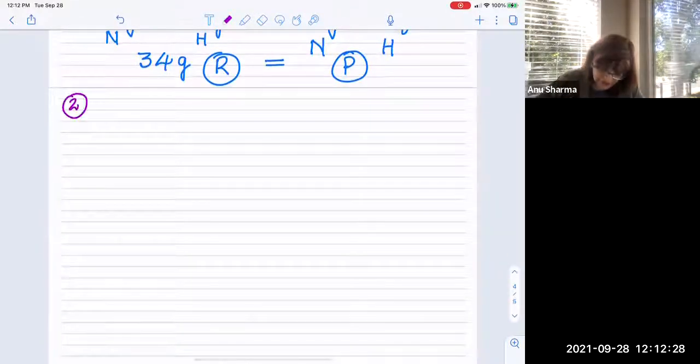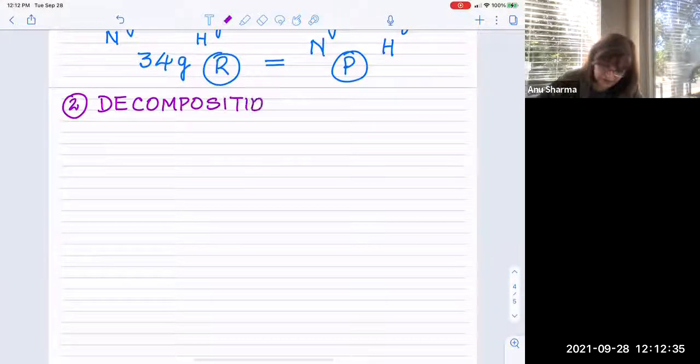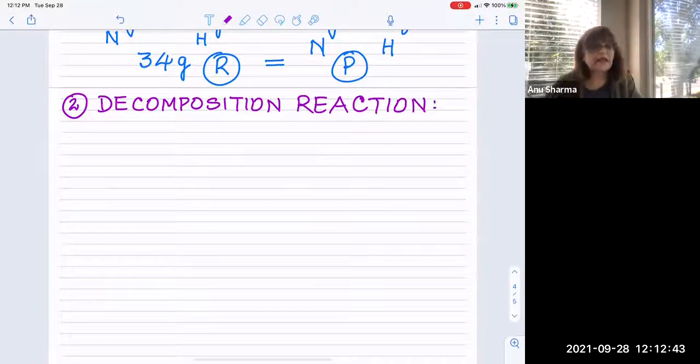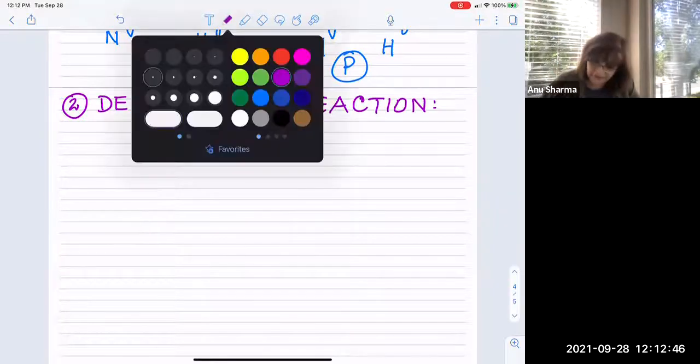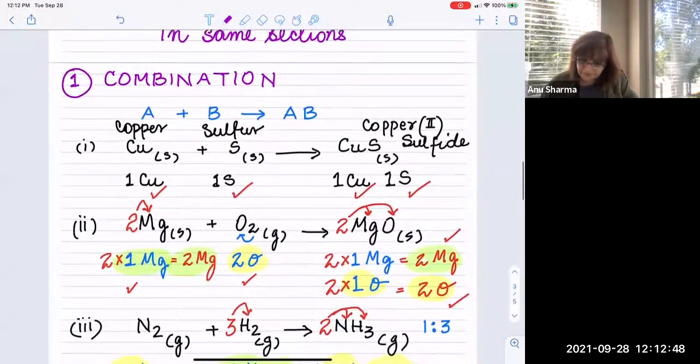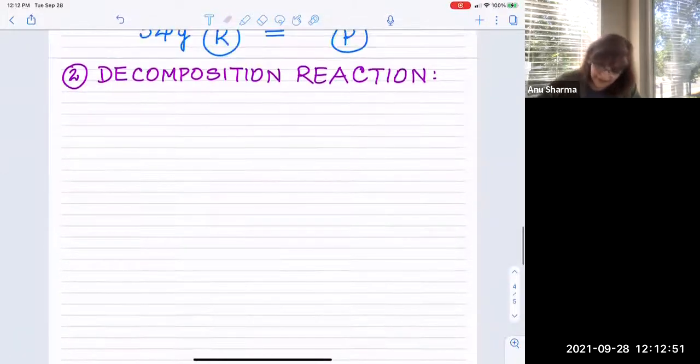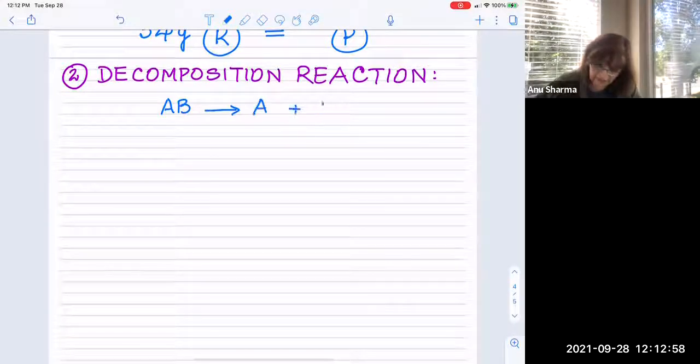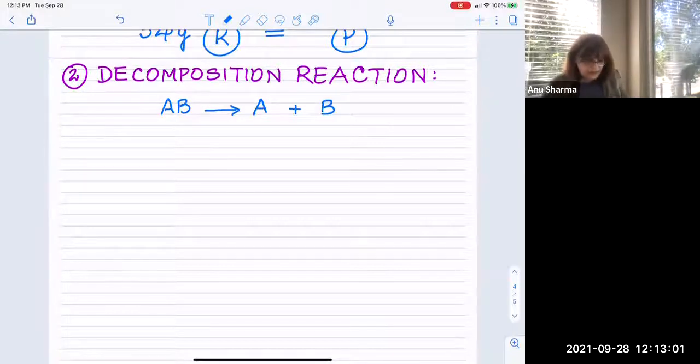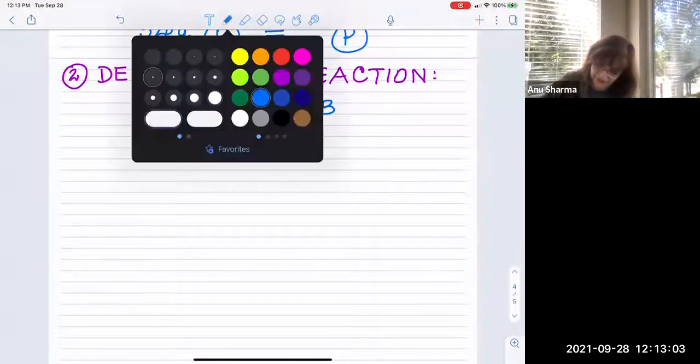Next, look at the decomposition reaction. Decompose, you know, when things begin to decay, decompose. So how does this occur? You have AB breaking up into its components, for example, A and B. Now let's look at this type of decomposition reaction.